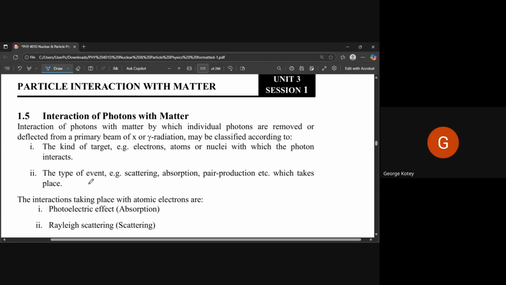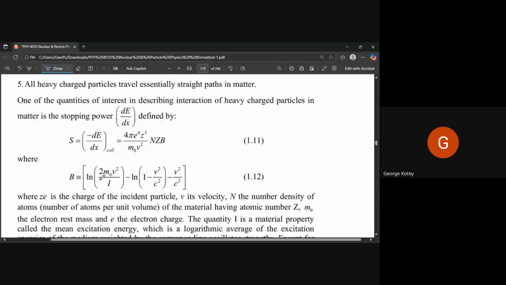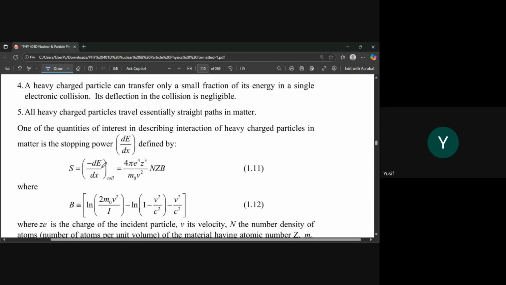Sir, please, the previous page, there's an equation there. This one. Yeah. Oh, don't really stress yourself about this.